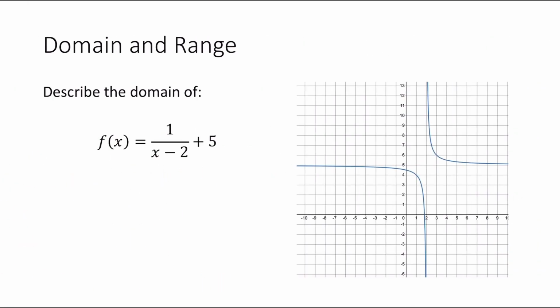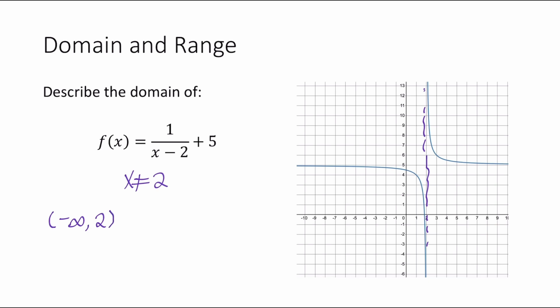Let's describe the domain of this function. We've already figured out that x cannot equal 2, because we don't want to have that 0 in the denominator. But notice that all other values are included in the domain. We just have this little jump right here at x equals 2. The way we would describe that is all values from negative infinity up until 2 are included. 2 is not included, so I'm going to need to use an open parenthesis.